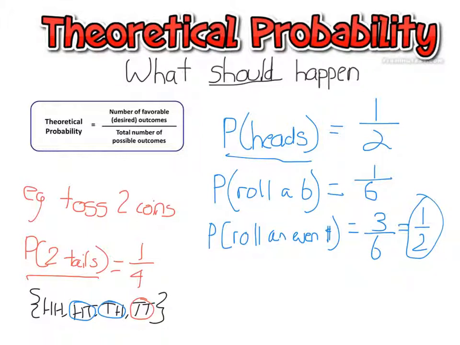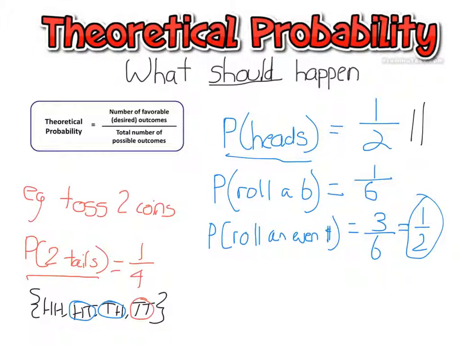Let's just take a step back and think what we're actually looking at. What we're looking at is what should happen. In all of these examples, this is saying what we expect to occur. Let's look at this one here. The probability of heads is a half. What that means is that I expect that if I tossed a coin many, many times, I'd get half of them heads, half of them tails.